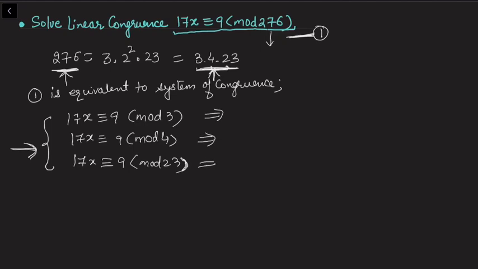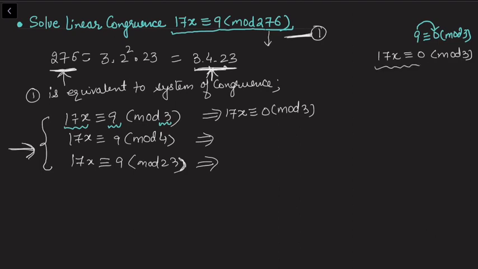For the reduction of these congruences further, we have to just note down the basic properties of congruences. See here that this is 17x and here you got 9, and we are working modulo 3. Now also notice that 9 is congruent to 0 mod 3. So this means I can replace 9 by 0. So let's do the first replacement. In the first congruence, 17x is congruent to 0 mod 3.